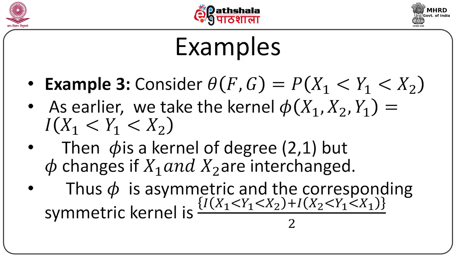Next, consider example 3. Consider estimation of probability x1 less than y1 less than x2. As before, since expectation of the indicator function is a probability itself, we take the kernel as indicator x1 less than y1 less than x2, then phi is of degree (2, 1). But phi is not symmetric. This can be seen if we interchange x1 and x2. Consider kernels corresponding to different permutations of x1, x2. We find that the corresponding symmetric kernel is the average of indicator x1 less than y1 less than x2 and indicator x2 less than y1 less than x1.